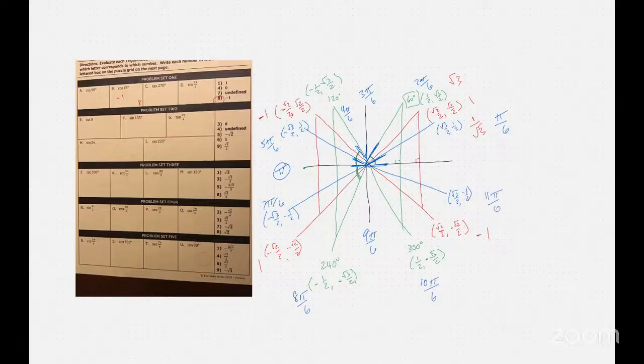That's pi over 3. That's pi over 2. That's 2 pi over 3. That's 5 pi over 6. That's 7 pi over 6. That's 4 pi over 3. That's 3 pi over 2. That's 5 pi over 3. And that's 11 pi over 6. And then for the red one, you can do that as well.